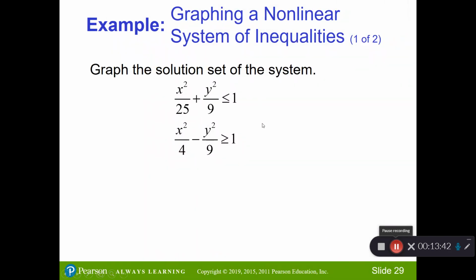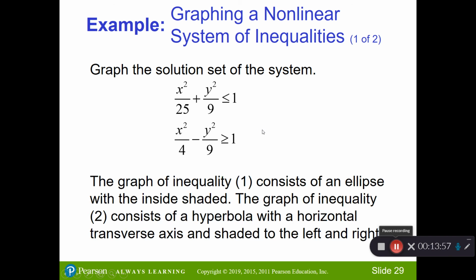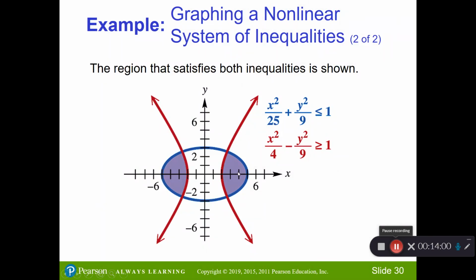Now, I want to find the solution to this system of equations. Notice if this were an equal sign, this would be an ellipse. So it's less than, that's inside the ellipse. This is a hyperbola, it's greater than, so it's outside the hyperbola. So if I graph the ellipse and graph the hyperbola, and I shade inside the ellipse but outside the hyperbola, all of the dots in this shaded section satisfy that equation, or satisfy that system of inequalities.